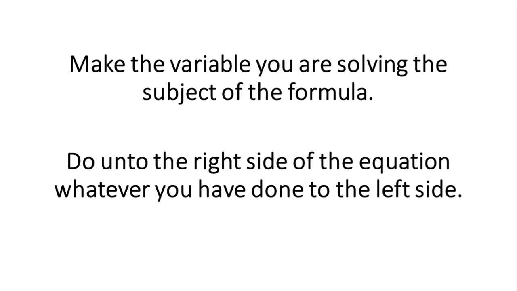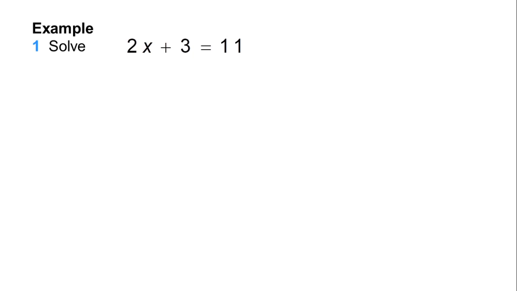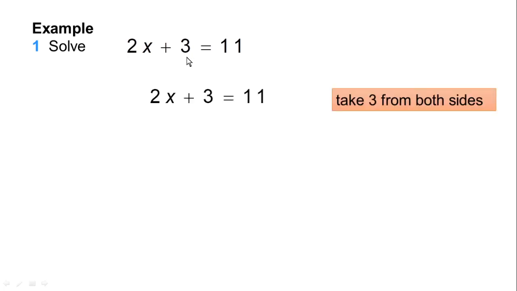Let's take some examples. Example number 1. Solve 2x plus 3 is equal to 11. In order for me to make x the subject of the formula, I am going to remove this 3 over here and bring it to the right side. In order for me to bring this positive 3, I'll subtract or take away 3 from both sides. So if I take away 3 from both sides, it will look like this. So 3 minus 3 is 0, 11 minus 3 will be 8. 2x is equal now to 8.